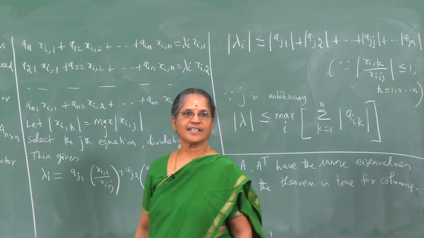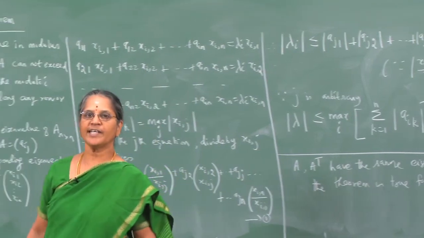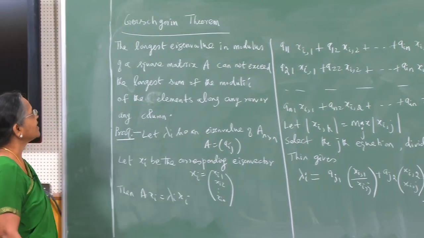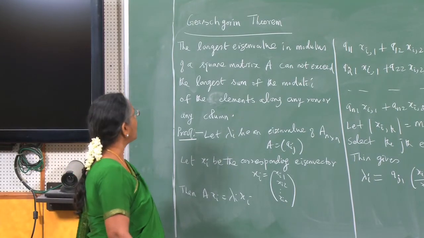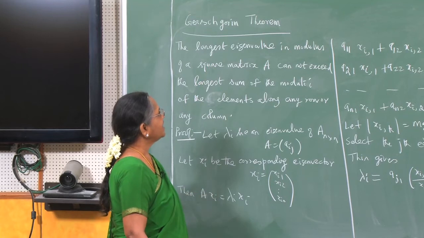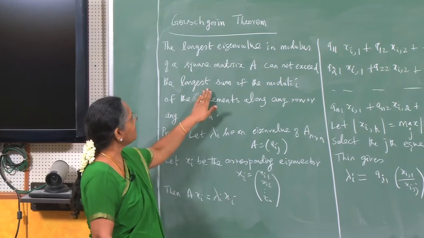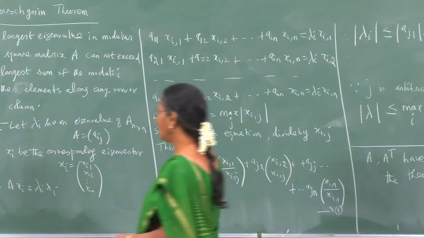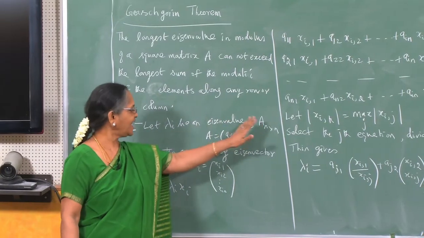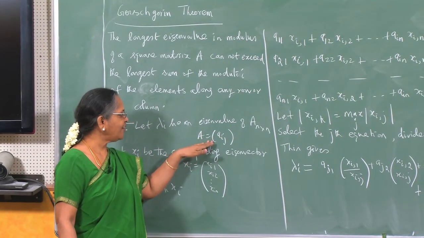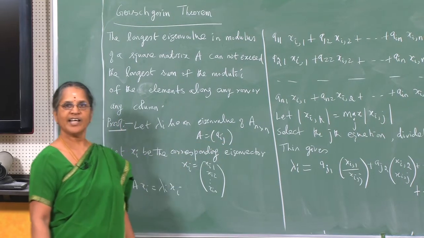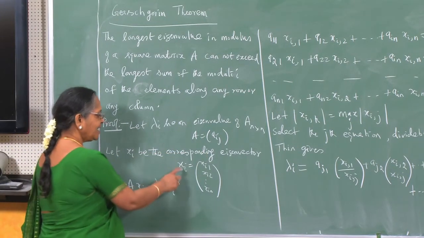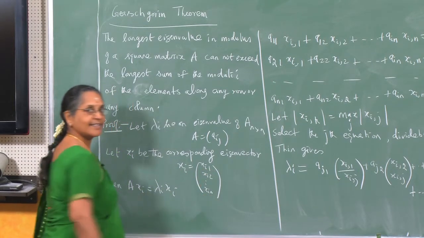The following result gives us a way to find the location of eigenvalues of a given matrix A. What does the result say? It says the largest eigenvalue in modulus of a square matrix A cannot exceed the largest sum of the moduli of the elements along any row or any column. Suppose lambda i is an eigenvalue of an n cross n matrix A. Let us take A has entries denoted by a_ij, where i and j run from 1 to n. Suppose xi is the corresponding eigenvector having components xi1, xi2, etc., xin.